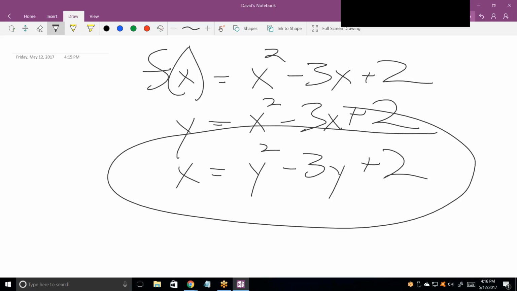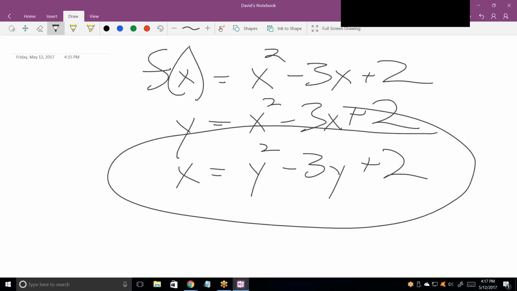I can actually use the quadratic formula to solve this for y. But there's a lot of equations that you can't solve for y, and that makes it particularly difficult to come up with the inverse. So not all inverse questions are going to be easy. It depends on the nature of the function that they give you to begin with.